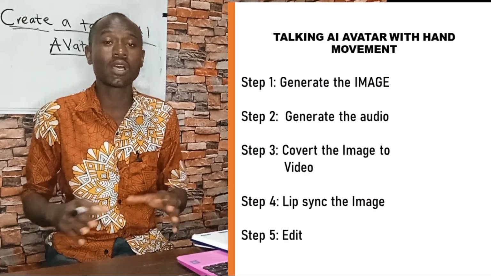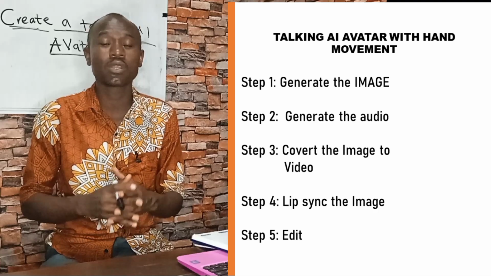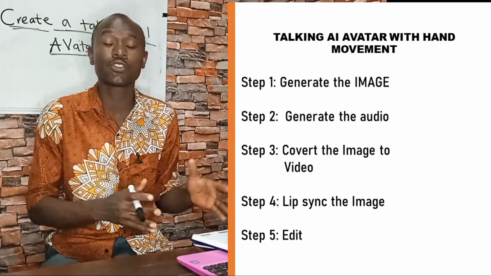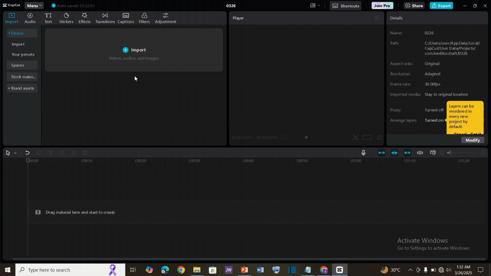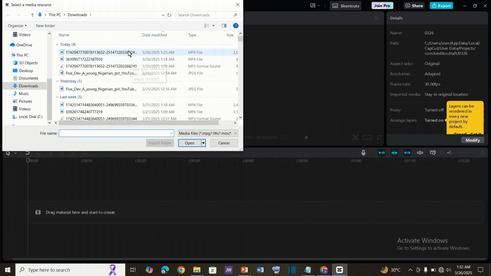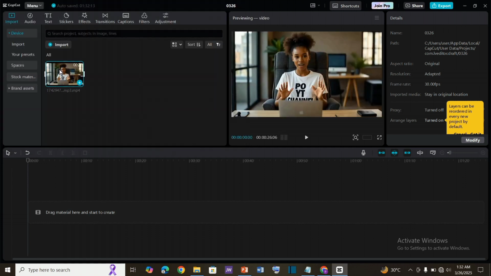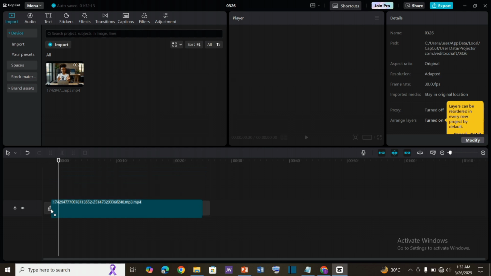Let's continue. The final step is to edit our video. Now, we want to bring all the clips we have created together in our video editor and edit our video. The next thing you want to do is to come over to your CapCut, click on import, import the video you have already created, and take it down to the timeline.